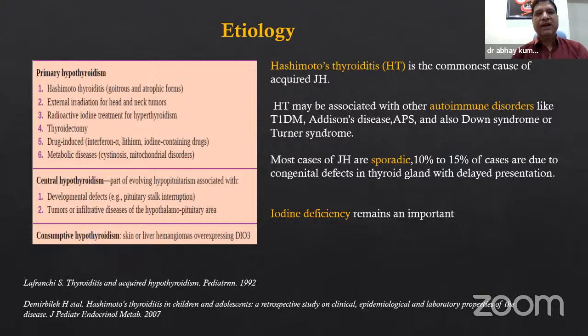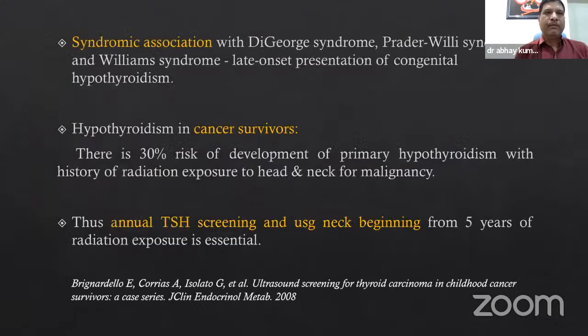If we discuss secondary hypothyroidism, there are certain developmental defects like pituitary stalk interruption, and there are tumors or infiltrative disorders that can infiltrate the pituitary gland and produce secondary hypothyroidism. And of course, in areas where iodine deficiency is present, iodine deficiency is one of the important causes. But in India nowadays, iodine deficiency is quite uncommon in our population.